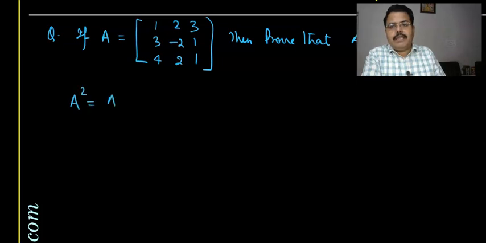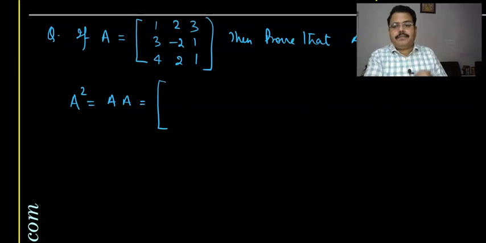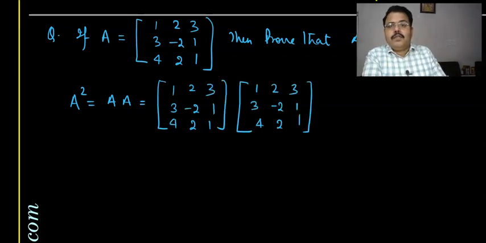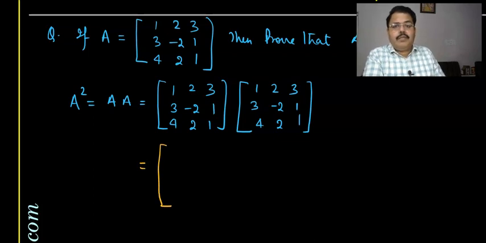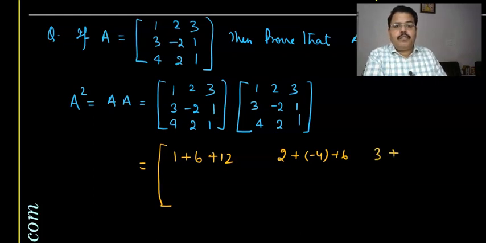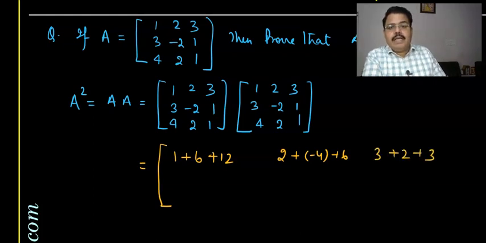A square is nothing else but A into A. So we can write it like this. The product output will be here, we can write it directly: 1 into 1 is 1, plus 2 into 3 is 6, plus 3 into 4 is 12. First row, second column: that is 2 plus minus 4, plus 3 into 2 is 6, and first row, third column, that is 3 plus 2 plus 3.